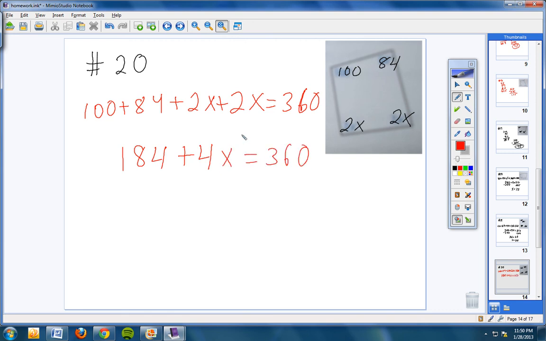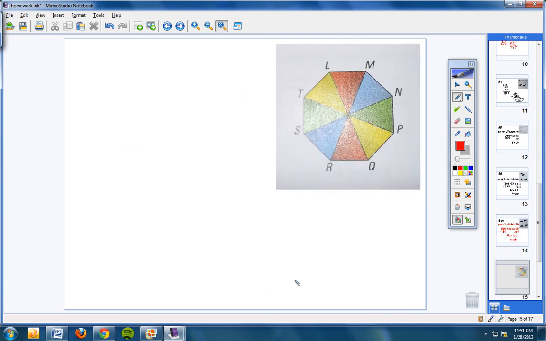Please don't put 4x squared. That would be wrong. We're not multiplying, we're adding. Okay, let's subtract 184 from both sides. And we're left with 4x equals 176, I believe. And then divide both sides by 4, and you should get 44 for your answer. 44. All right? Okay, let's go on and take a look at number 21.